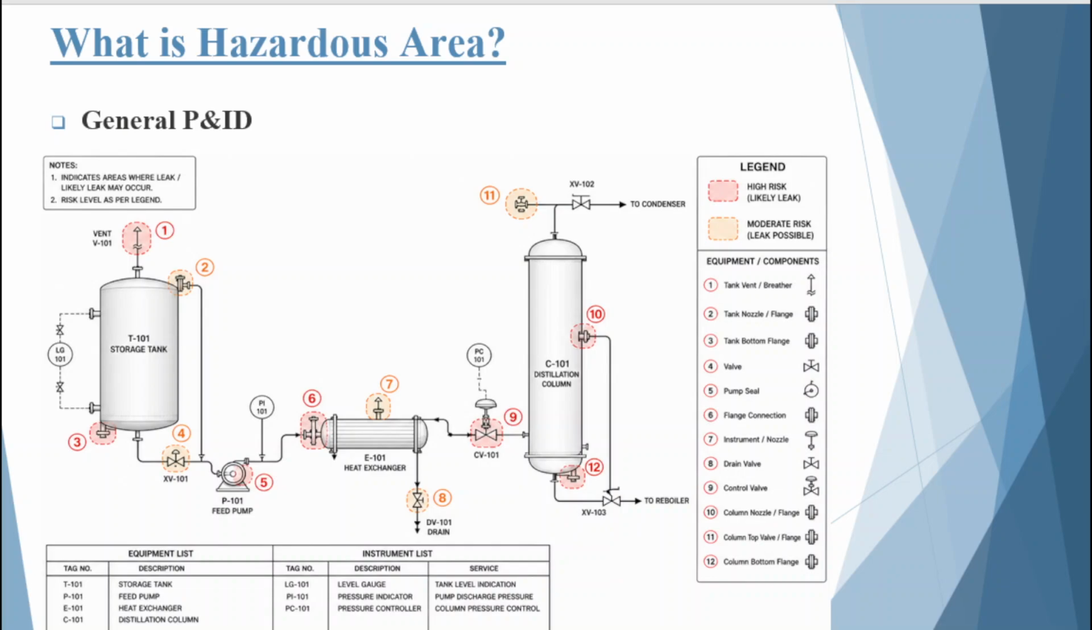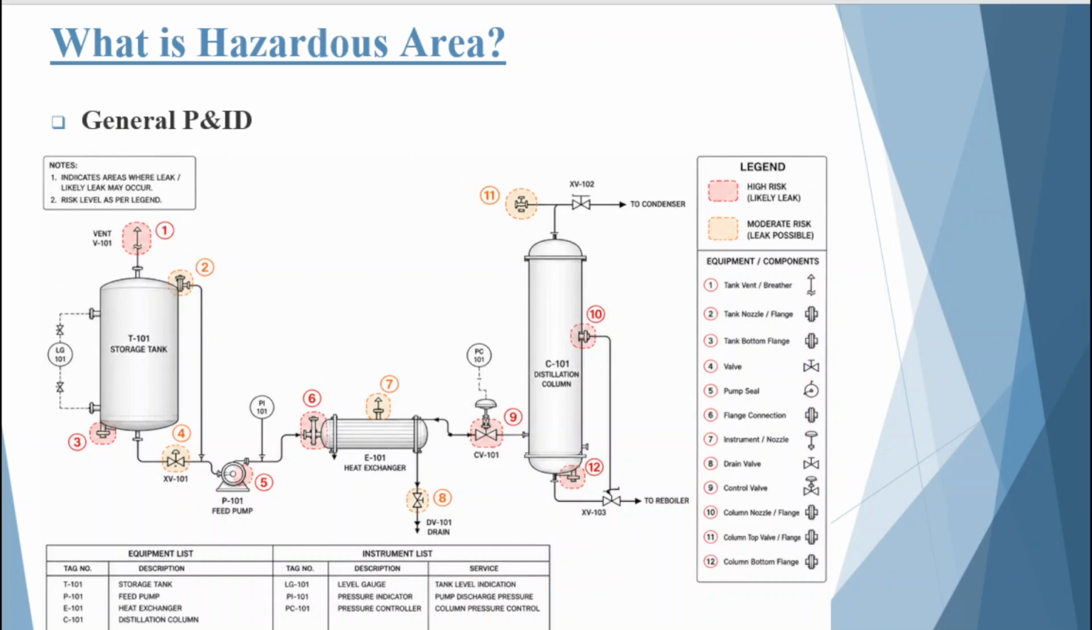Now that we've identified the common leak sources, the next question is: how do engineers locate these leak sources in a real industrial plant? The answer is by studying the piping and instrumentation diagram, commonly known as the P&ID. A P&ID is one of the most important engineering drawings used in process industries. It shows the complete process flow, including equipment, pipelines, valves, instruments, and safety devices.